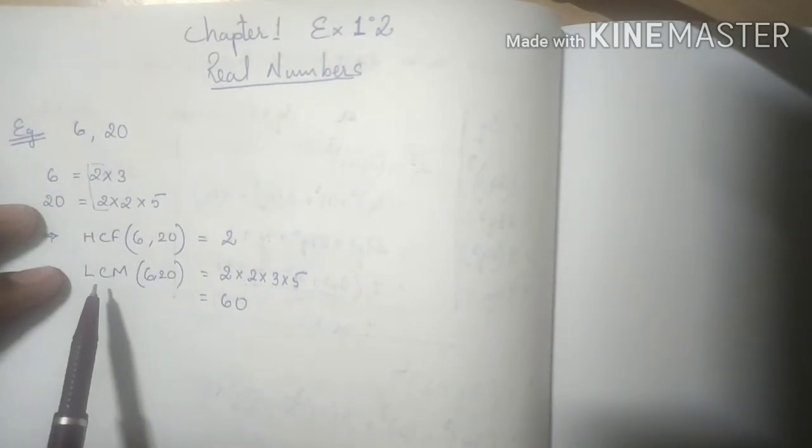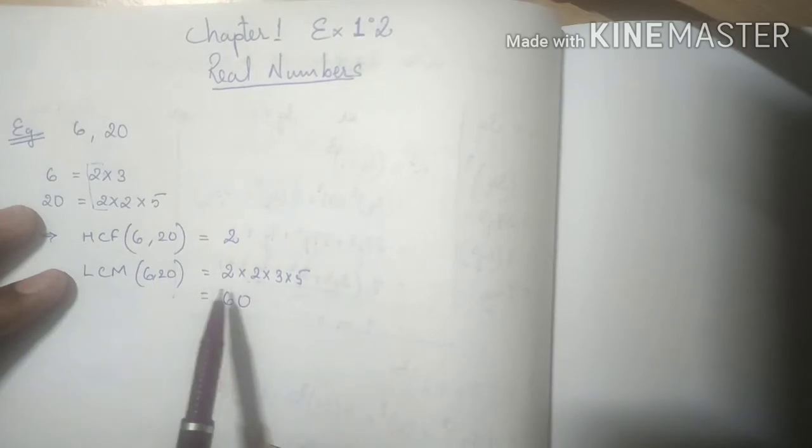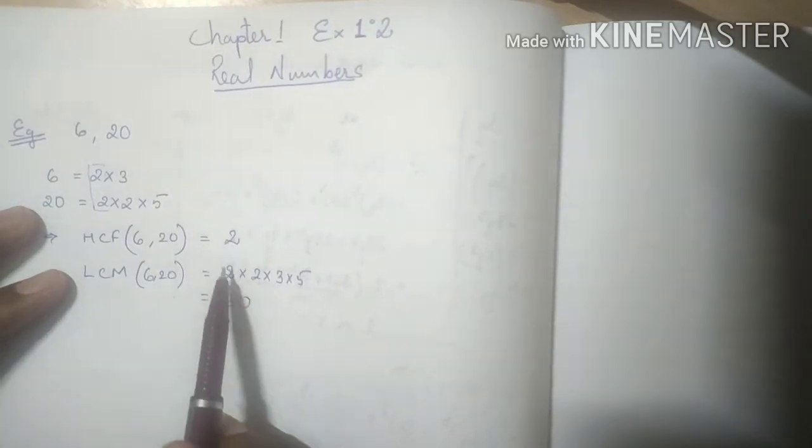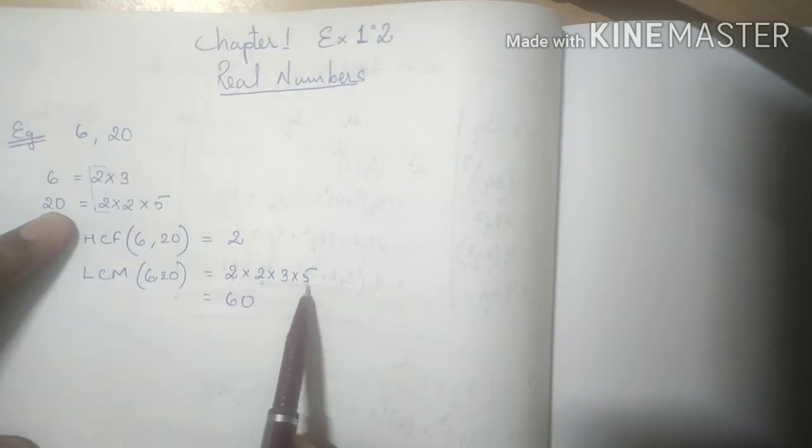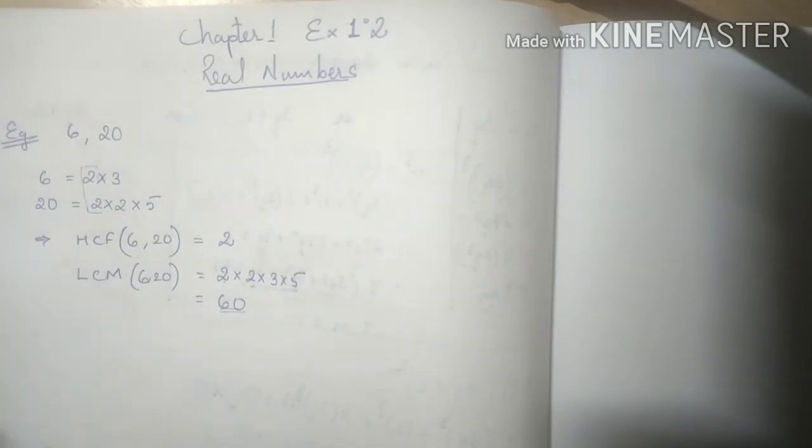And LCM is the lowest common multiple. So we will take this HCF, this 2 here, and the rest of all the numbers here. That is the LCM of the two numbers. In this way we can find the HCF and LCM of any numbers.